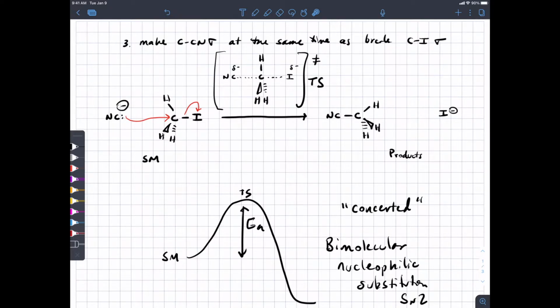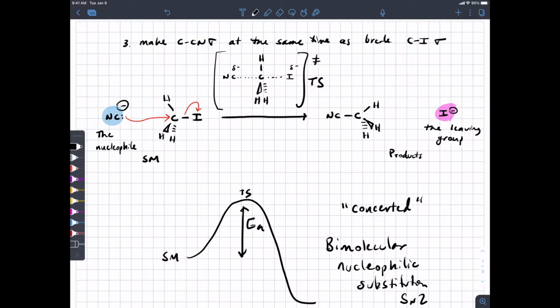Just to introduce a little bit of terminology that we're going to have, we're going to call CN minus the nucleophile. Well, I guess that's no surprise. And we're going to call I minus the leaving group because it leaves.